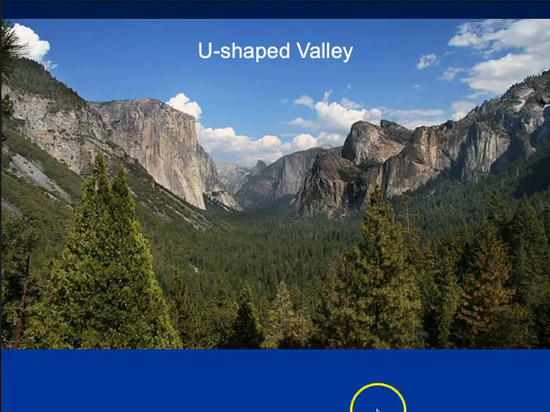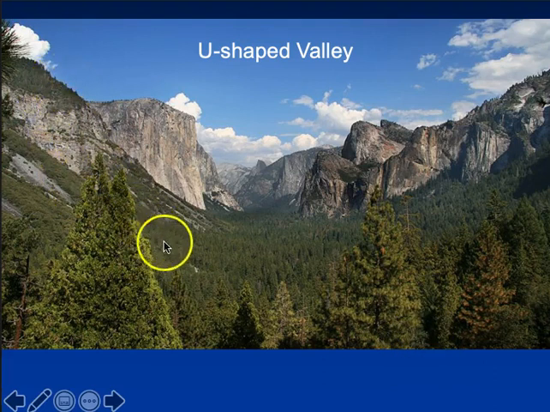One of the most famous U-shaped valleys on Earth is Yosemite Valley here in California. The U shape there. At peaks of the last ice age, glacial ice partially filled this valley.